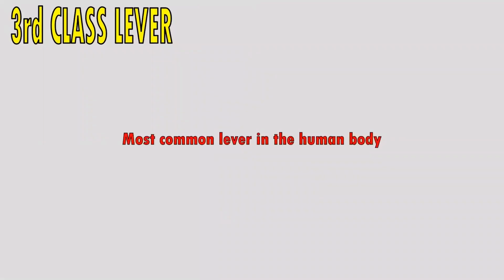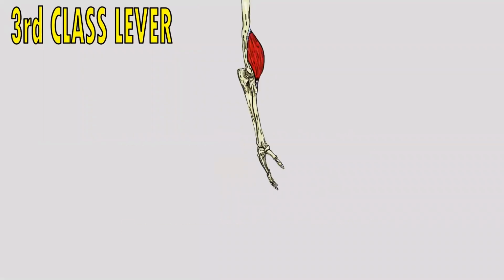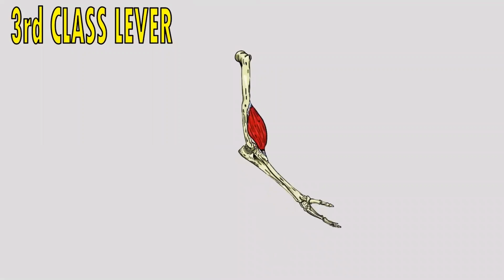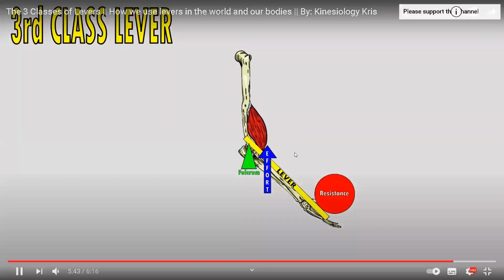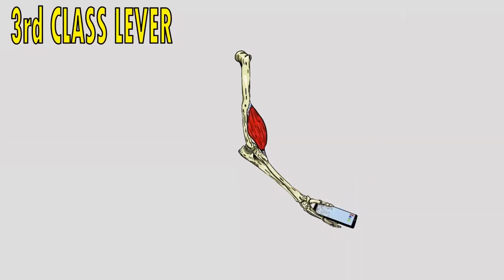Now on to the last lever, the third class lever. This is the most common lever in the human body. The brachialis muscle will be an example. This is the third class lever, so we know that the effort force is in the middle. This is where the brachialis muscle inserts, and that is our effort force. The elbow joint would be the fulcrum, and the resistance would be the hand or whatever the hand is holding. Those are the simple machines known as levers that are in the world and in your body.